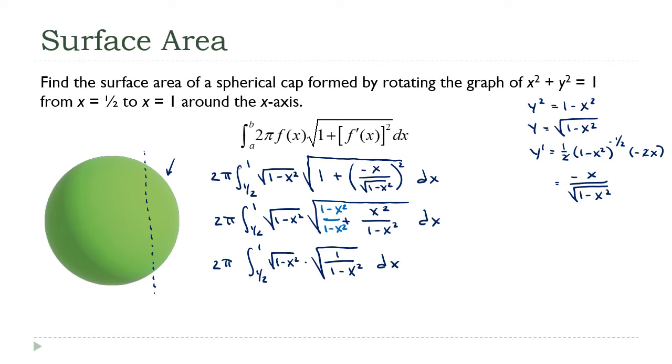And look, this is nice. Everything cancels. The square root here cancels with the square root down here, and we're left with 2 pi integral 1/2 to 1 of dx. Oh, that's the easiest integral there is. So this is 2 pi x from 1/2 to 1. It's 2 pi times 1 minus 1/2, which is a half. So this is 2 pi times 1/2, which is just pi. Pi square units, right? So there's the surface area of my spherical cap.